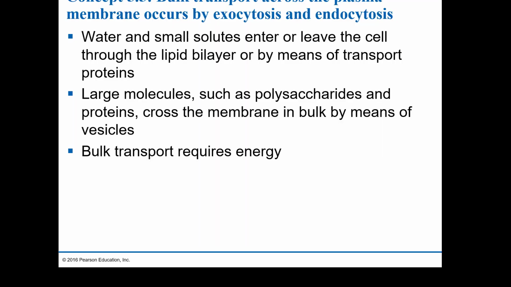All right, concept 5.5: bulk transport across the plasma membrane occurs by exocytosis and endocytosis. So when you have to get a whole lot of stuff to move across, we usually use these two things called exocytosis and endocytosis. Water and small solutes enter and leave the cell through the bilayer by means of transport proteins, but larger molecules, bigger things, have to be moved across in vessels, basically. And bulk transport also does require energy.